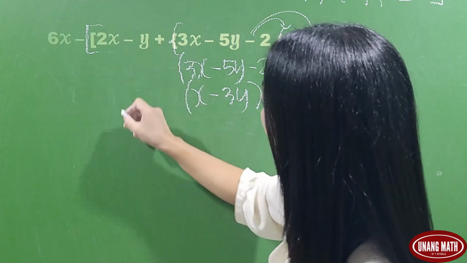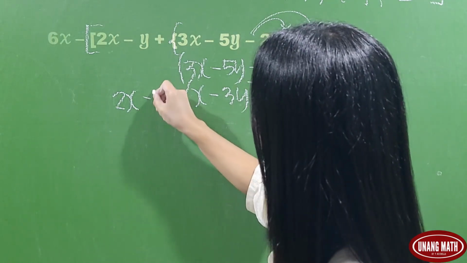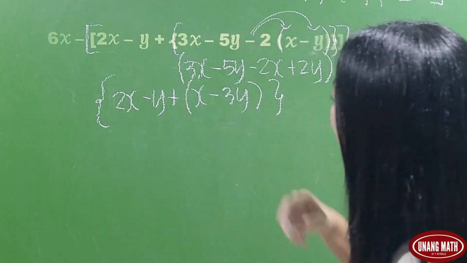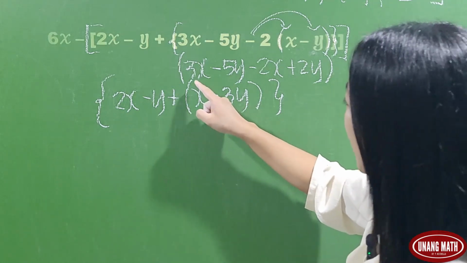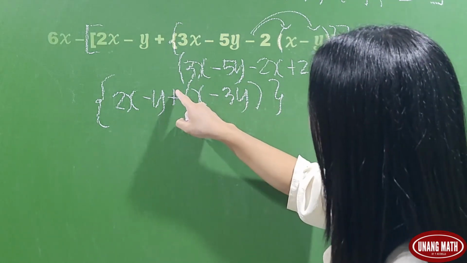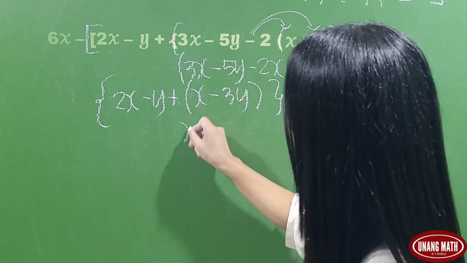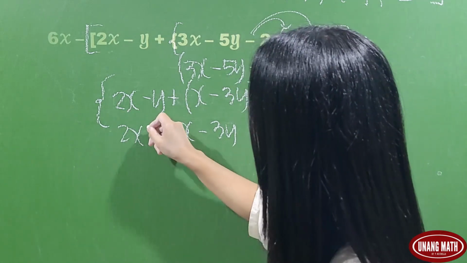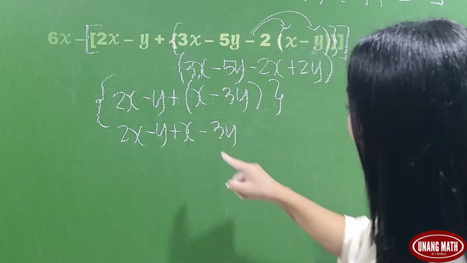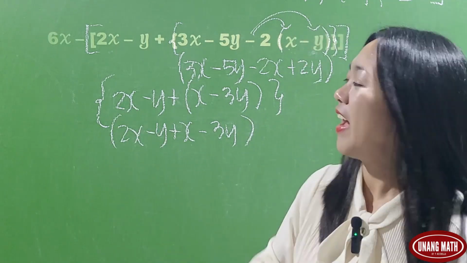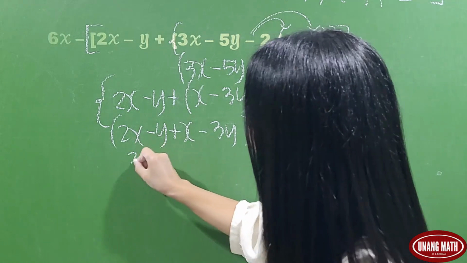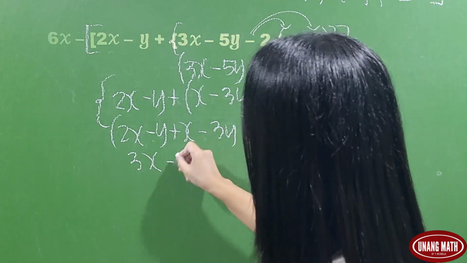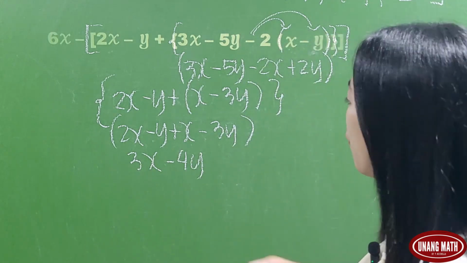This time we have here 2x minus y, plus this expression inside the parenthesis. So again, we have to remove this parenthesis. So this is positive, so that means x, and this is negative 3y. So 2x minus y plus x minus 3y. Simplify. 2x plus x is 3x, and negative y minus 3y would be negative 4y. So this is minus 4y.